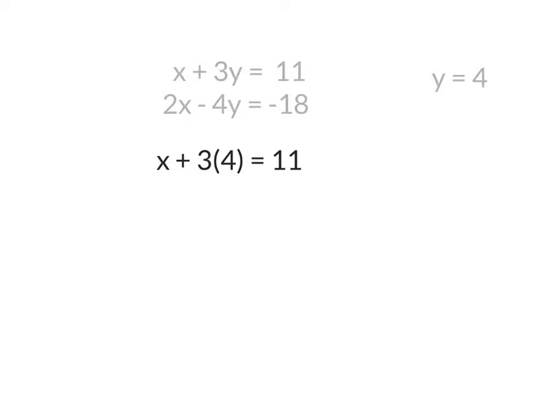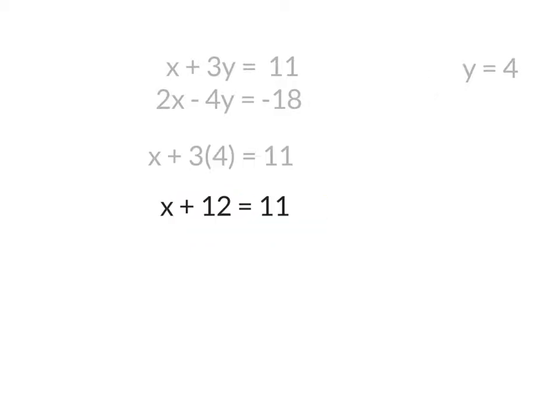The first thing I need to do is multiply 3 and 4. That would give me x plus 12 equals 11. There's just one more step to solve for x. Since it's a plus 12, I will need to subtract 12 from both sides. That leaves me with x equals negative 1.